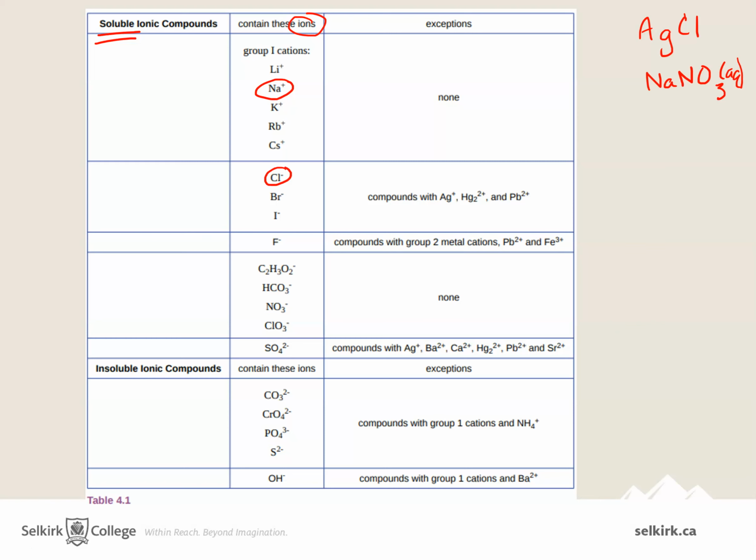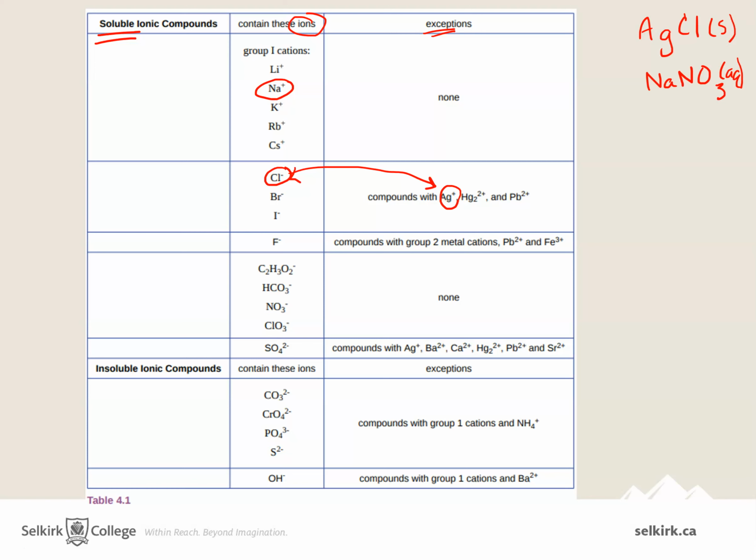Chlorides are soluble, but note that there's an exception column. Compounds with silver plus and chloride together are an exception to the soluble ionic compounds. That means silver chloride is insoluble. It's a solid and it precipitates.